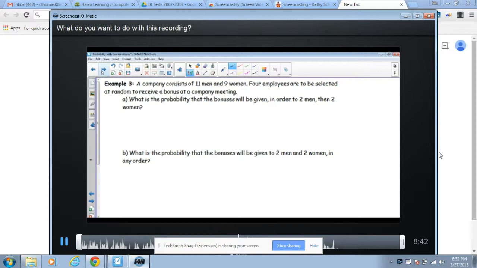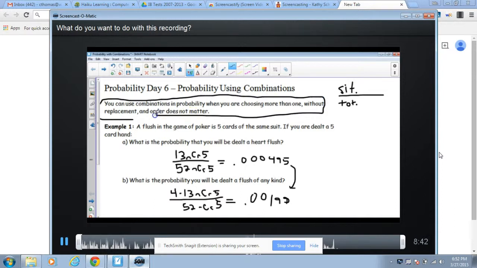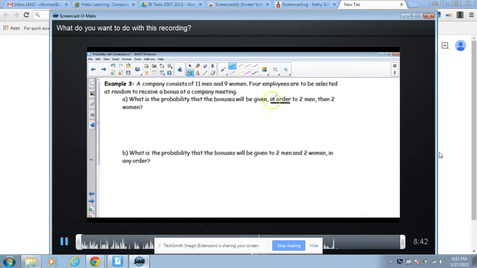Okay, so for the next one, there's a company this time. Again, it's men and women, 11 men, 9 women. 4 employees are going to be selected from them. Okay, so the first one, this time it's in order. So if we go back to the front, we can only use combinations if it's without replacement, if we're choosing more than one, and order does not matter. For this one, order does matter, so we're not going to be able to use the combinations over combinations.